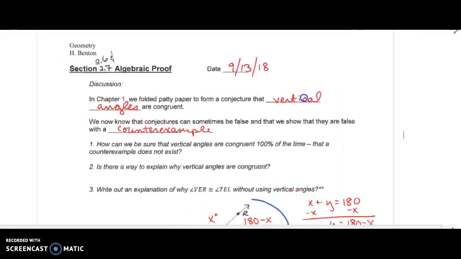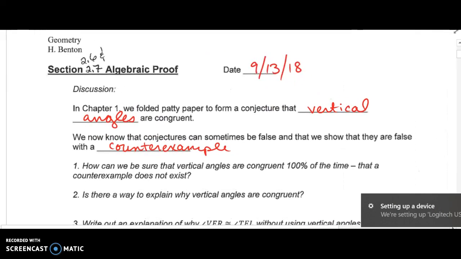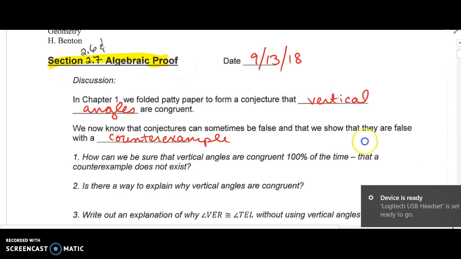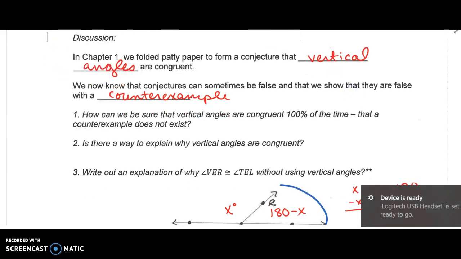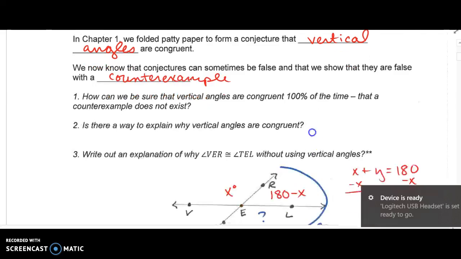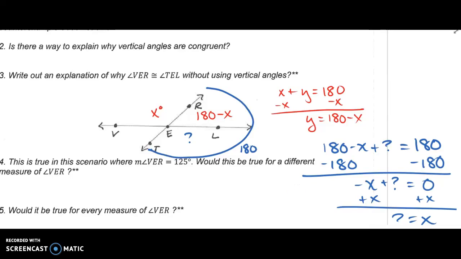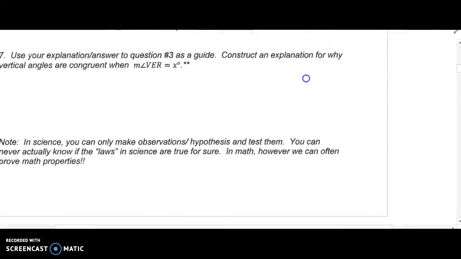Hi guys, so when we last left off, we were working on the algebraic proof packet. We had talked about that there is a way to prove that something is true 100% of the time. We talked about how vertical angles are true 100% of the time, and we used kind of an informal proof in class to do that.